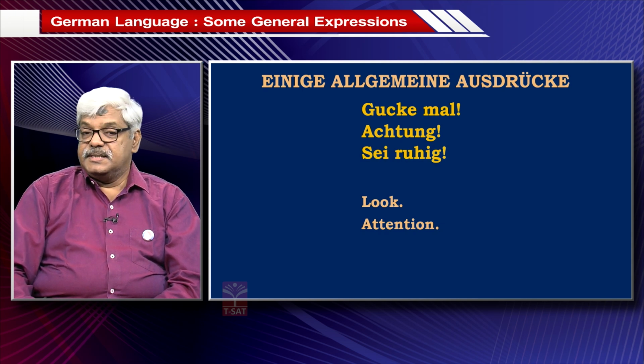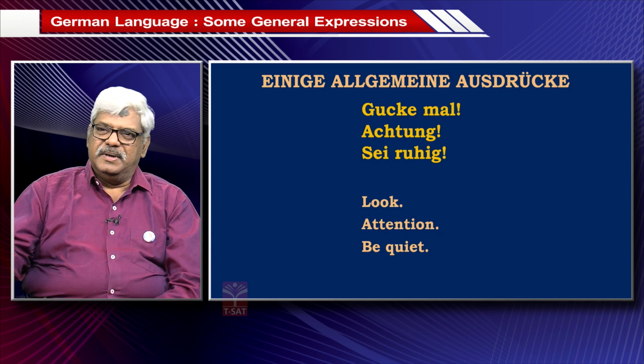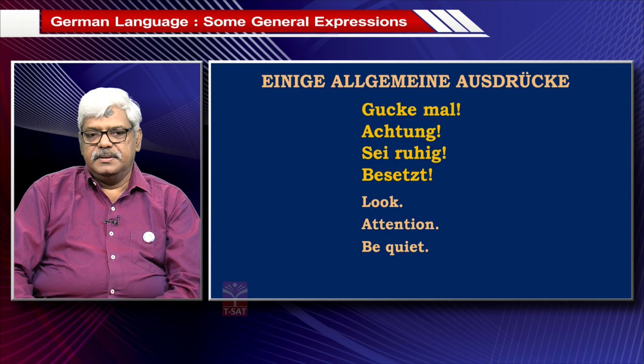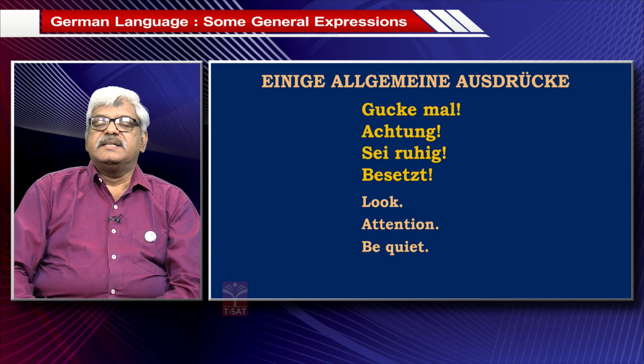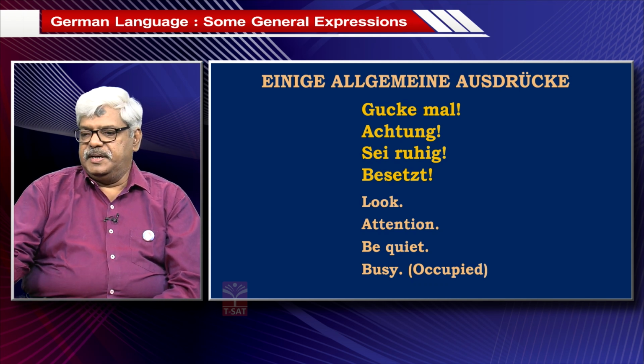Sei ruhig, meaning be quiet. There's something noisy going on. Somebody is talking loudly or something. You can just say sei ruhig, meaning be quiet. Besetzt, the next expression, meaning occupied or busy. So when, for example, a seat in a train or maybe a bus, a tram, you want to know whether that is vacant or occupied, you can ask. And the other person, if it is occupied, may respond as besetzt. Otherwise, besetzt also means busy. Though there are other words for busy, I have chosen this particular one.